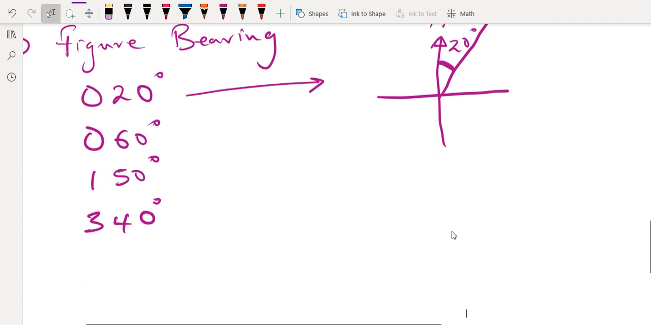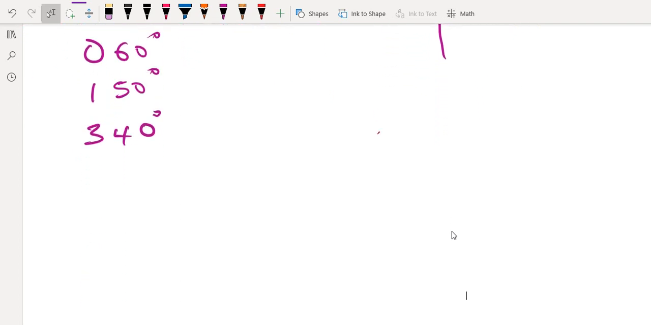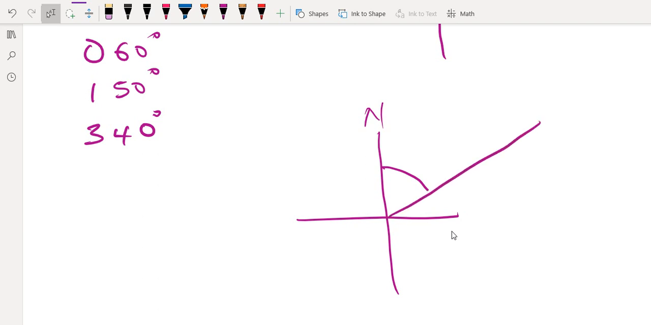Okay. For 060, it means you start from your north pole. Count how many degrees? 60 degrees in your clockwise direction. So this is our 60 degrees.